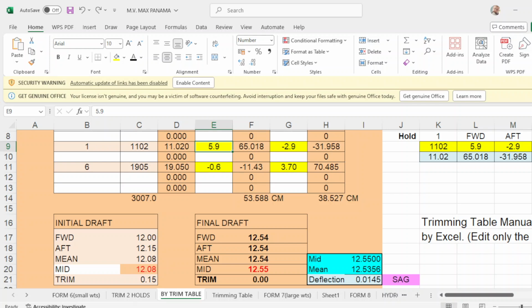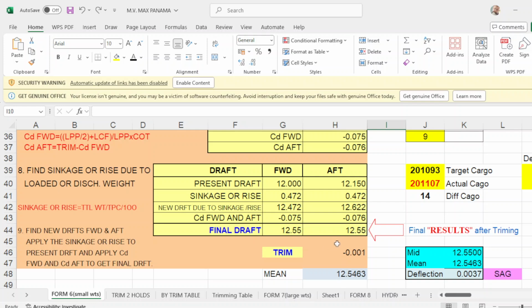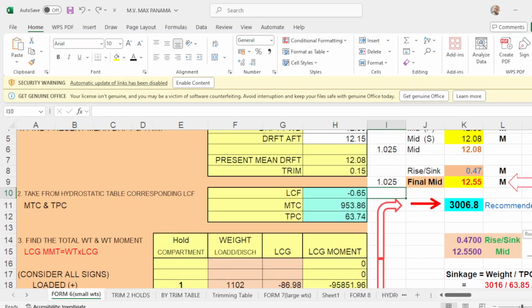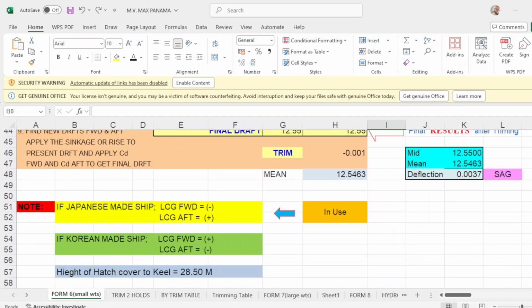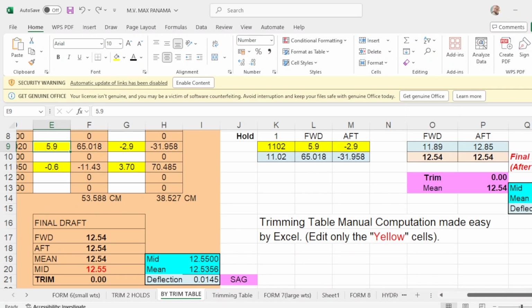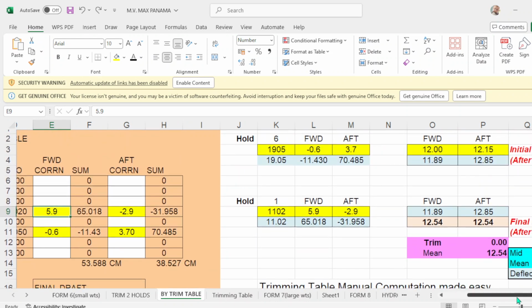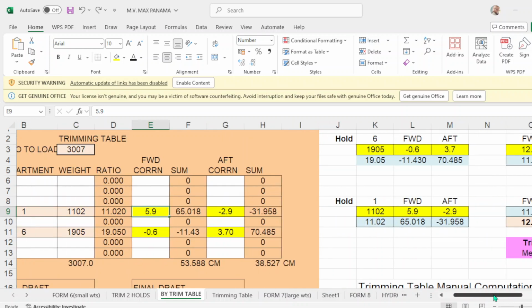And there's another solution here. Take note it should be 12.55 for forward and up because your final mid drop is 12.55. Okay? I'm sorry. So here, and here's another solution. Okay, slide a little bit.